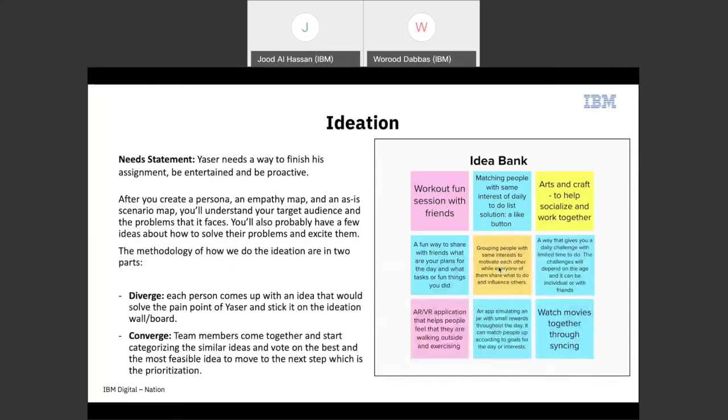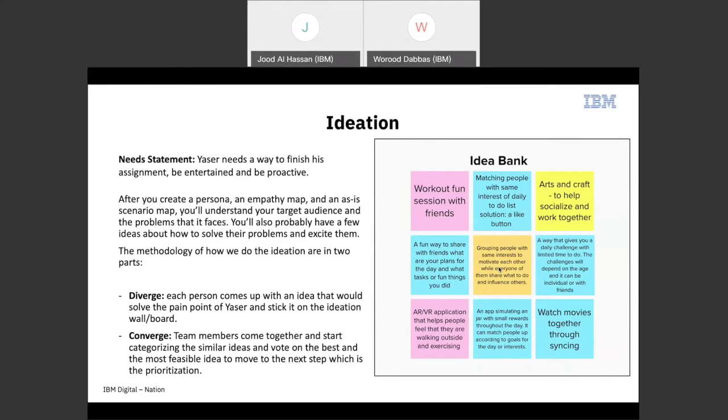So the key element in design thinking is ideation. Ideation focuses on the need statement. After you create your persona, empathy map and scenario, and you understand your targeted audience very well, what problems they are having and what pain points they are having, you can go ahead and come up with ideas that will solve their pain points. So we have two parts in the ideation. We have diverge and converge.